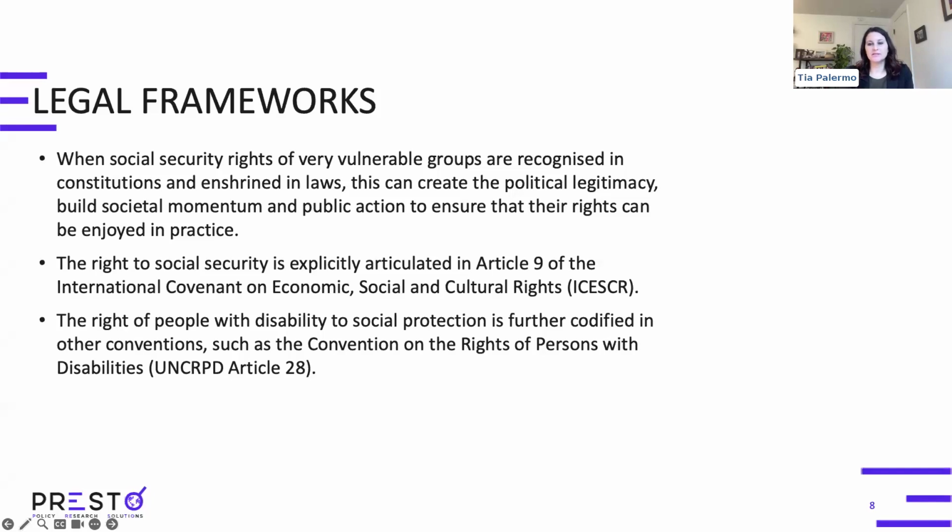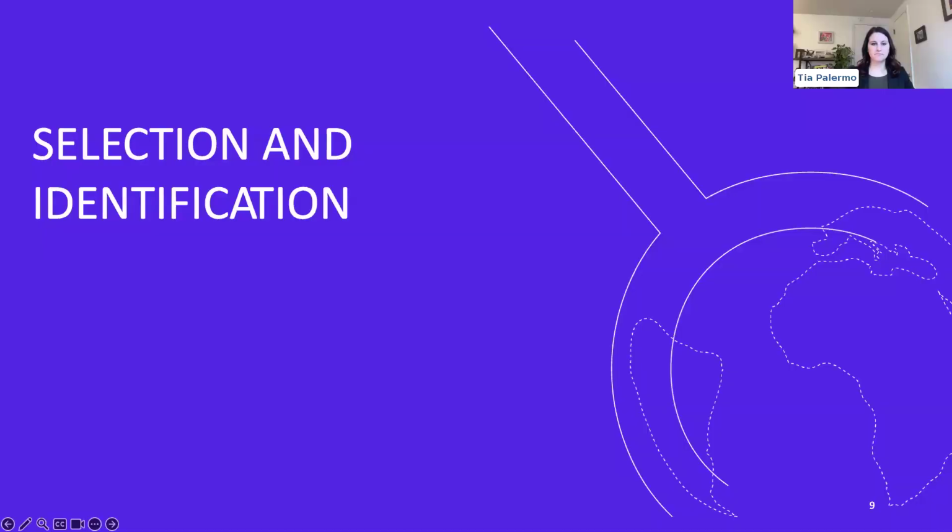Within this, it states in Article 3 that states are obliged to ensure that women and men can equally enjoy rights to adequate work, social security, and an adequate standard of living without discrimination. The right of people with disability to social protection is further codified in other conventions, such as the Convention on the Rights of Persons with Disability.